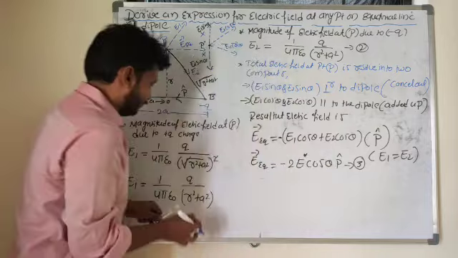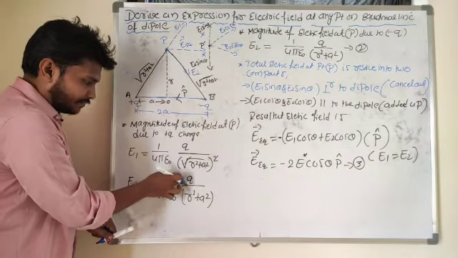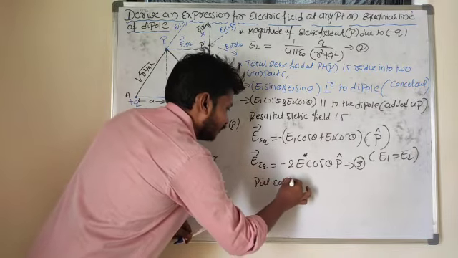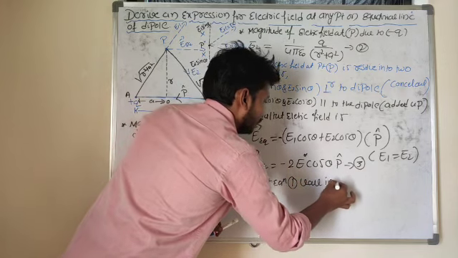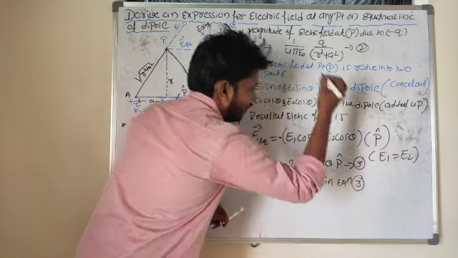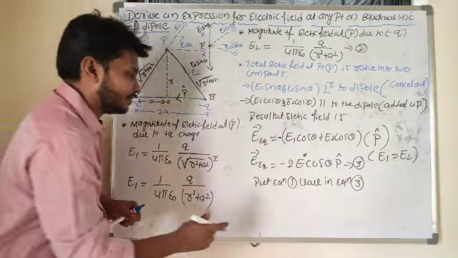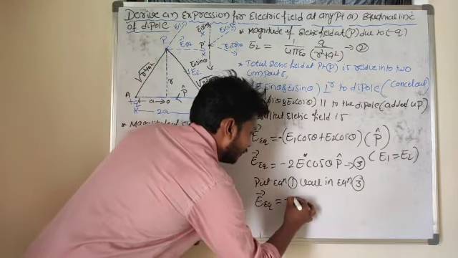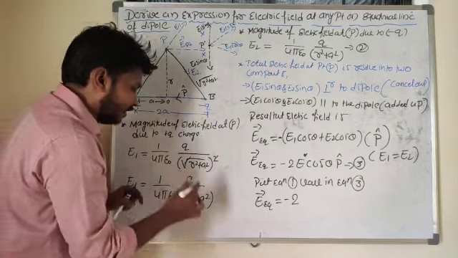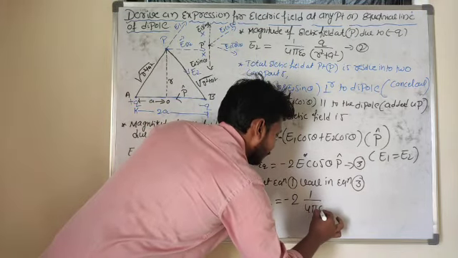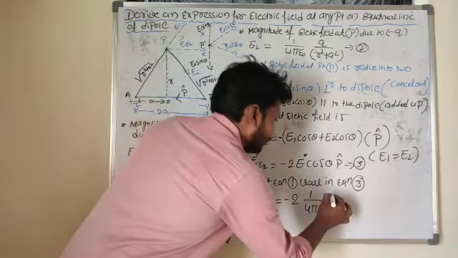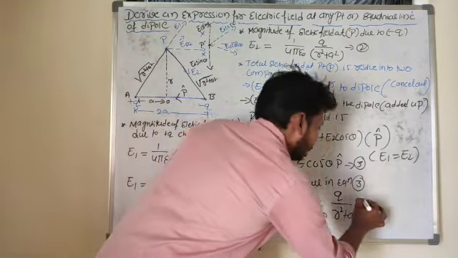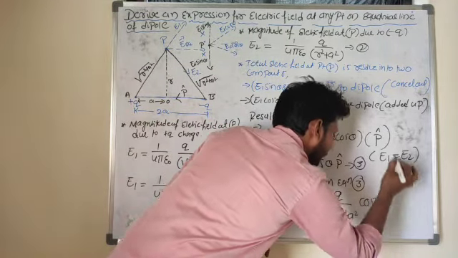I know that E value here. What is that E value? 1 by 4 pi epsilon naught Q by R square plus A square. So put the equation 1 value in equation 3. If I substitute the equation 1 value in equation 3, the electric field at the equatorial line is equal to minus 2 into 1 by 4 pi epsilon naught Q divided by R square plus A square into cos theta P cap.